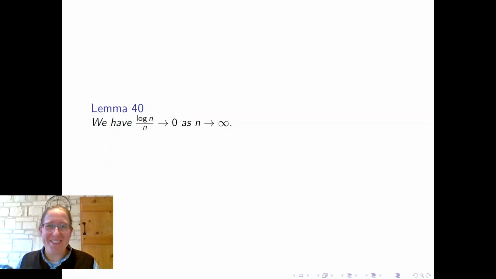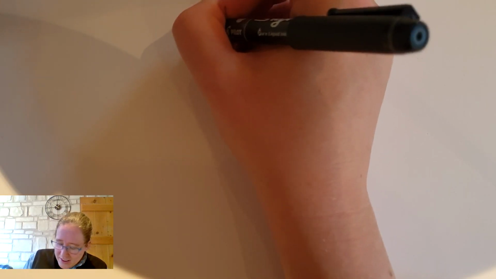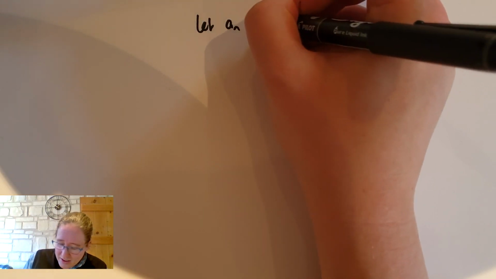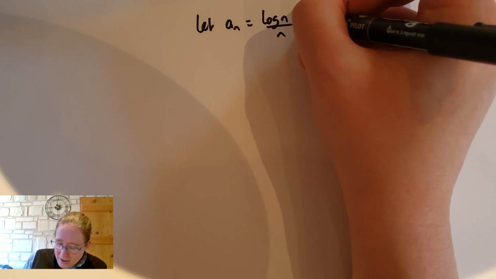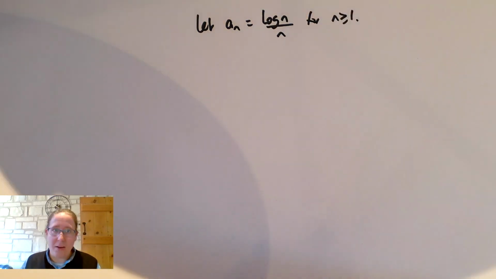We've got one more result in this video. This is Lemma 40, and I promised this earlier on, so we better do it. This says that log n over n tends to 0 as n tends to infinity. And the plan is to prove this using the monotone sequences theorem. So how are we going to do this? Let's let a_n be log n over n, for n greater than or equal to 1.